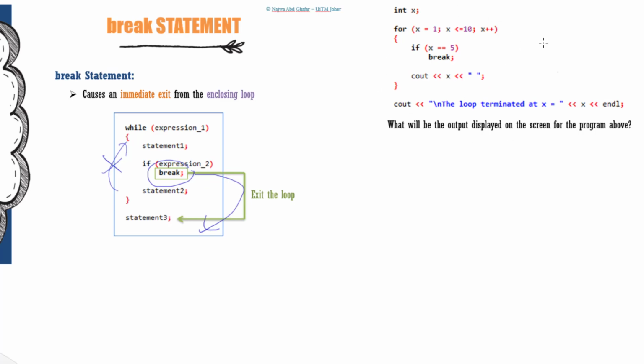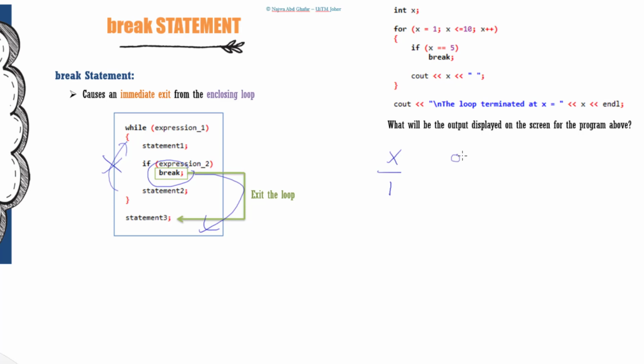So let's take a look at this example right here and try to trace the program so that you'll understand this a little bit better. For x equals 1, let's say we start with x equals 1. Is x less than or equal to 10? Yes, so it will go inside. If x equals 5, is x equal to 5 right now? No, so it will display x.